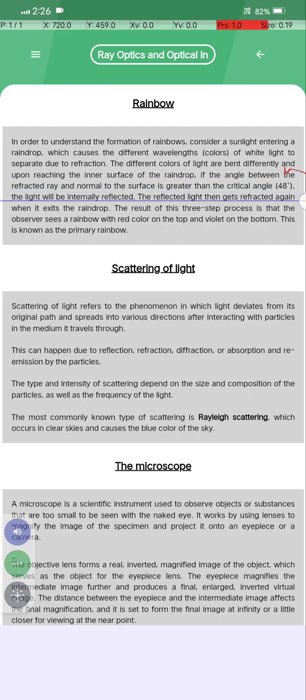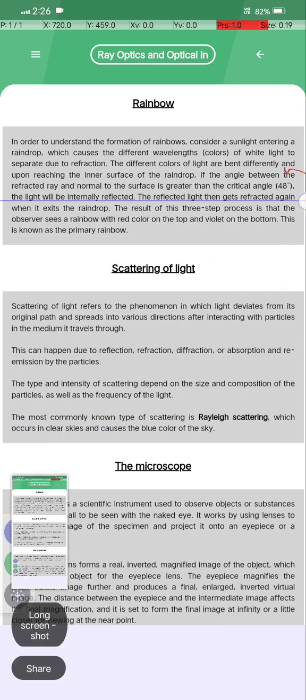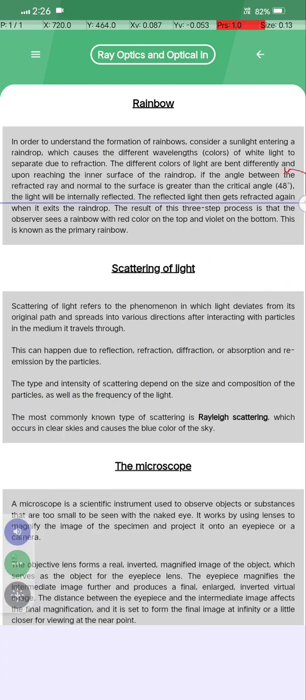the light will be internally reflected, and the reflected light then gets refracted again when it exits the raindrop. The result of this three-step process is that the observer sees a rainbow with red color on the top and violet on the bottom. This is known as the primary rainbow.